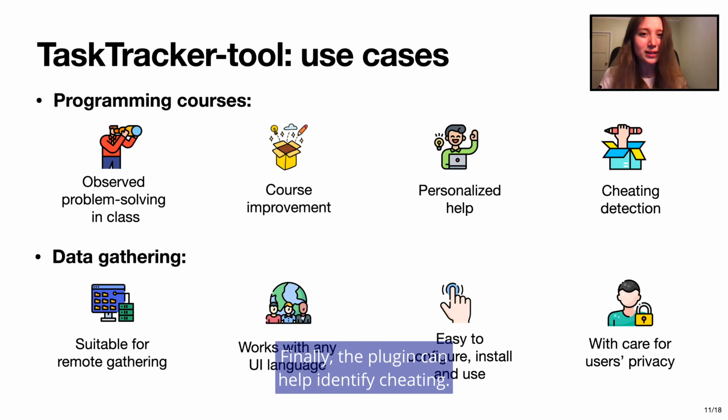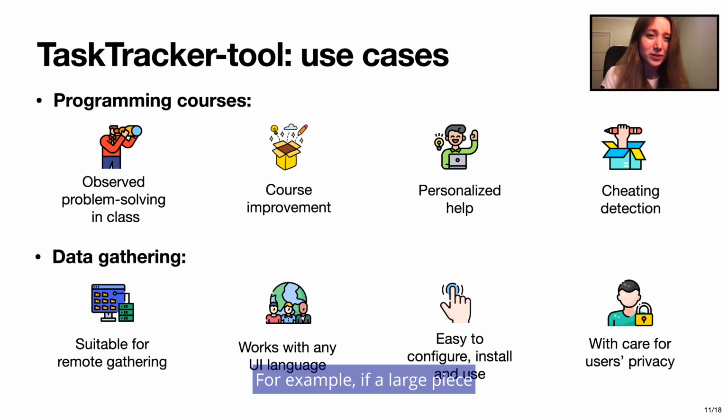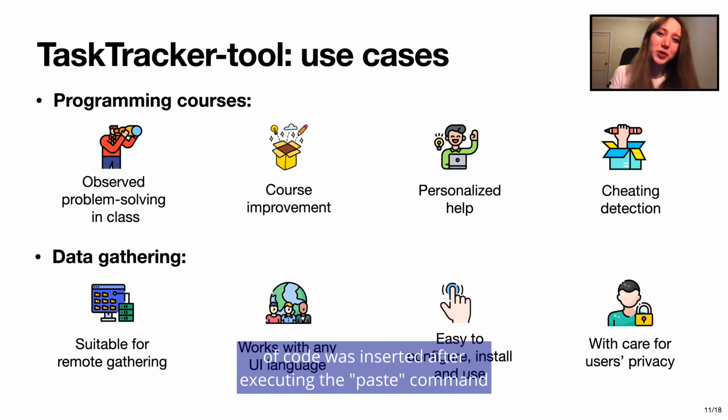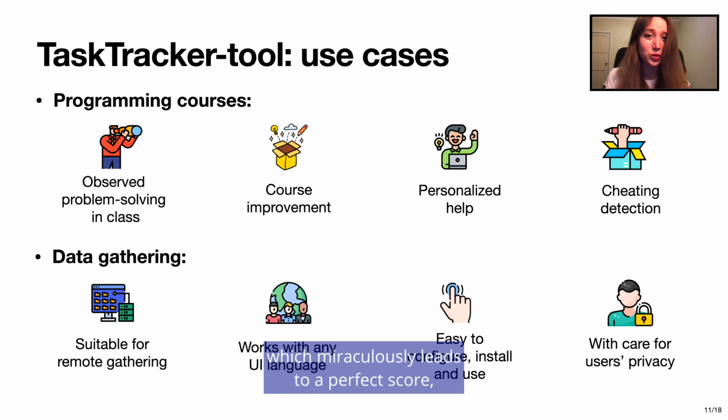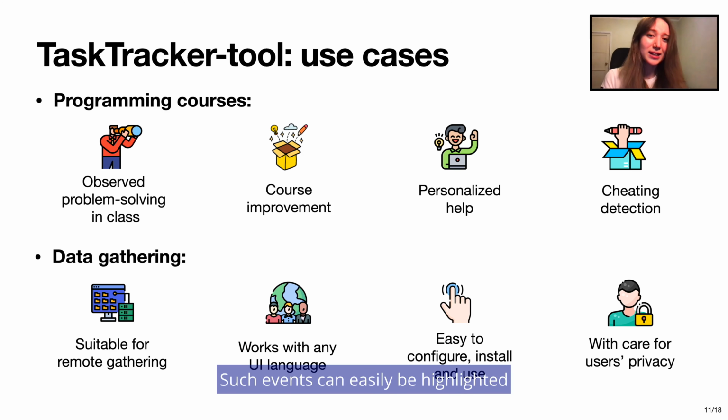Finally, the plugin can help identify cheating. For example, if a large piece of code was inserted after executing the pass command, which miraculously leads to a perfect score, the teacher may want to be more attentive. Such events can easily be highlighted in data collected by the Task Tracker tool.